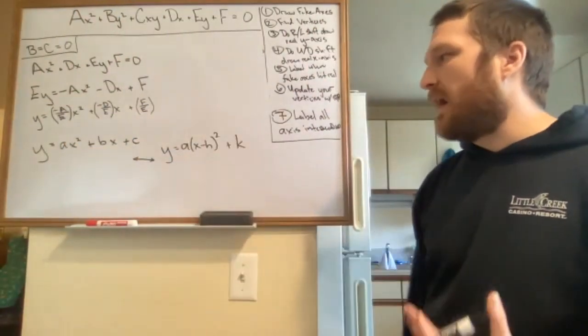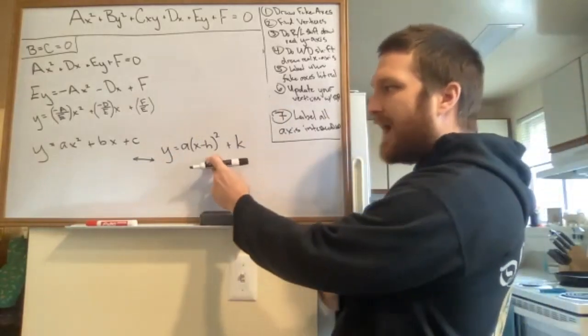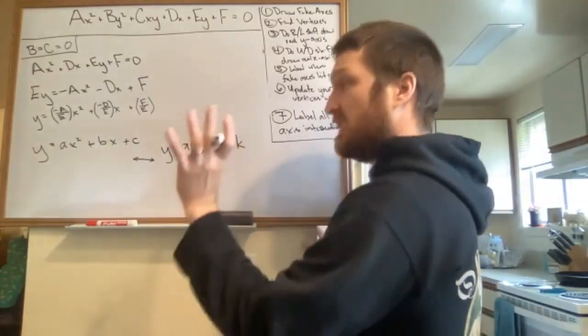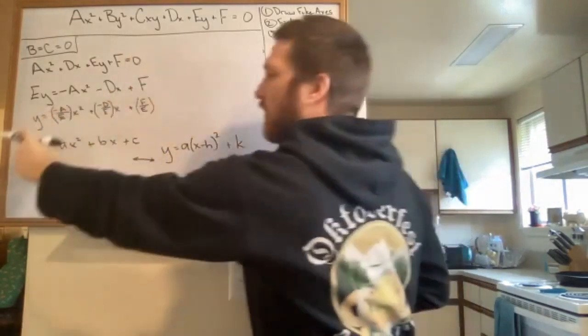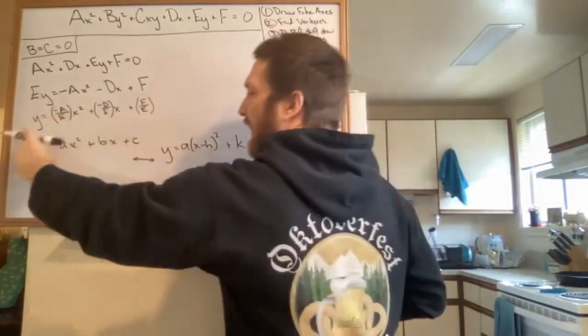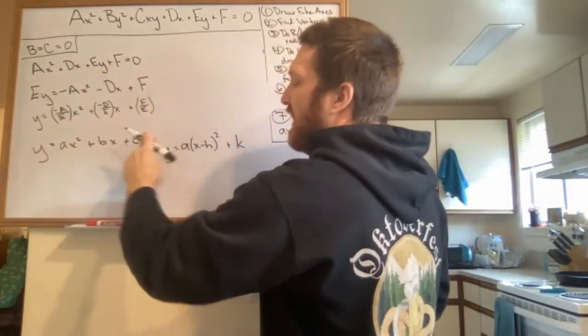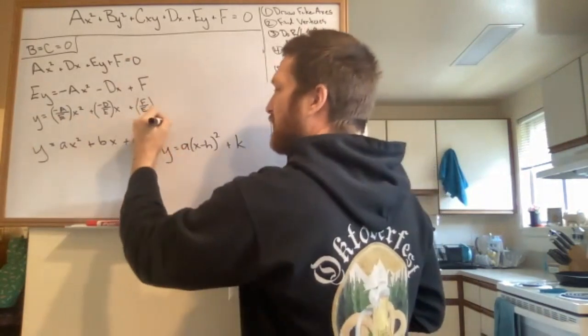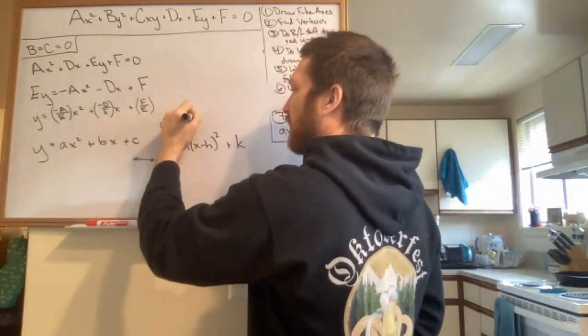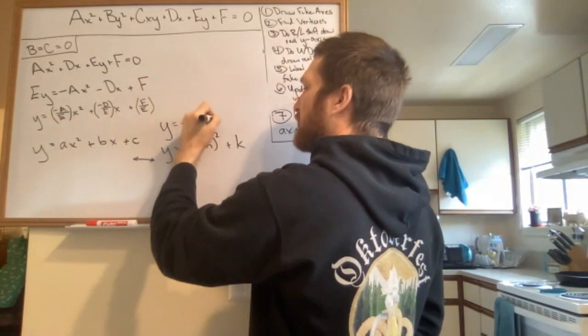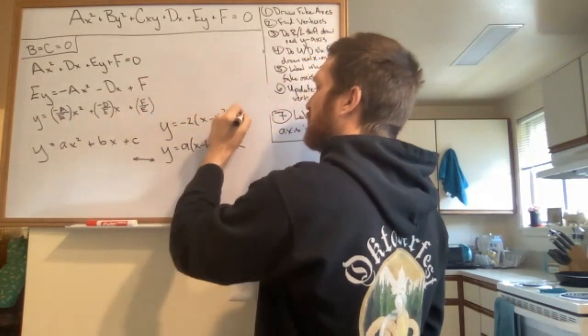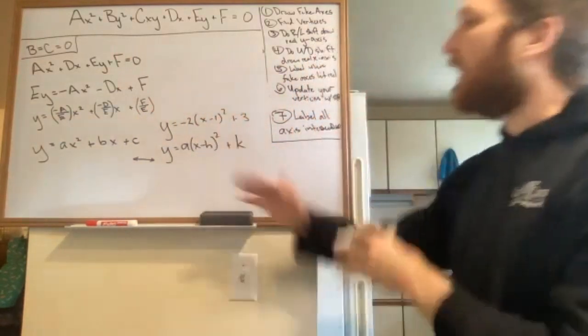And why would we do that? Well, again, this really helps us graph it. For instance, if I did all of these calculations and ended up here at the end with, say, y equals -2 times (x minus 1) squared plus 3, I'd say, oh, I know how to graph that.